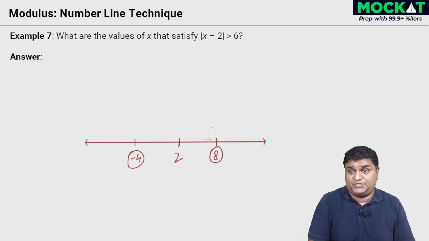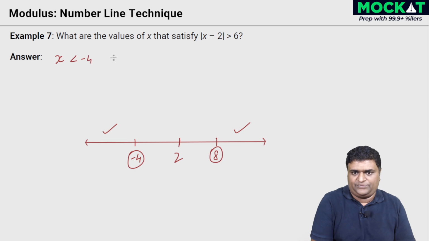Now, what should the distance be from 2? It should be more than 6. It can't be within 6. It has to be more than it, these two regions. Either x is going to be less than minus 4 or x is going to be greater than 8. No equal to symbol because the inequality doesn't have it.